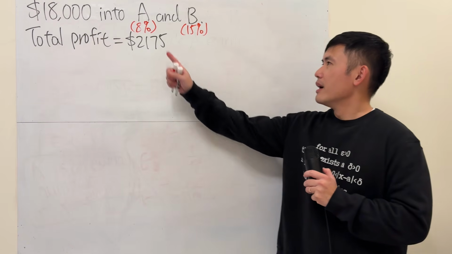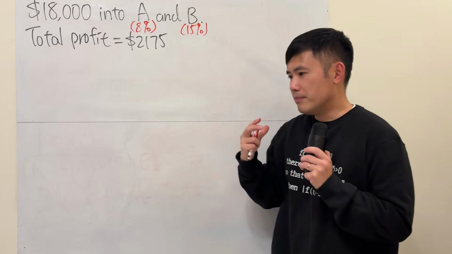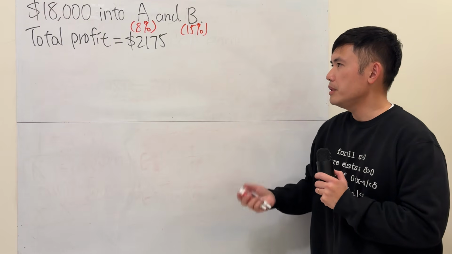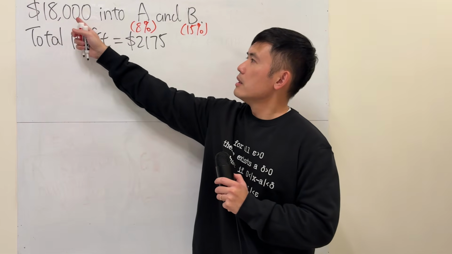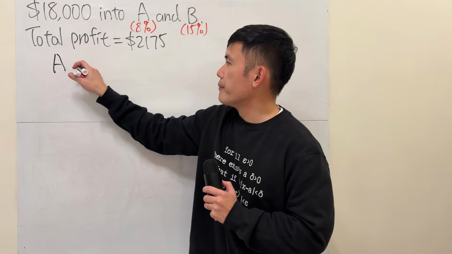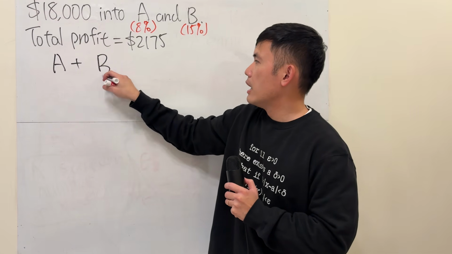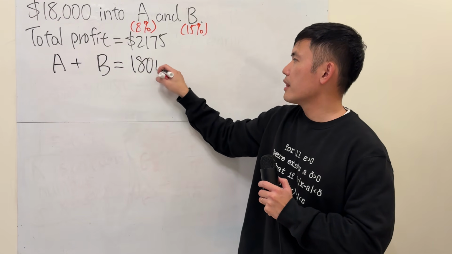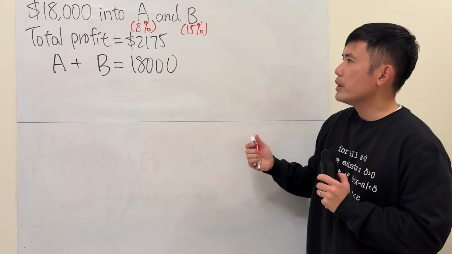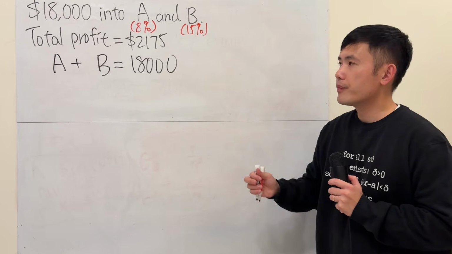Here's the deal. Let's say A is the money that we put in stock A and B is the money that we put in stock B. Together, it has to be $18,000, right? So let's go ahead and write that down. A plus B has to be equal to $18,000.